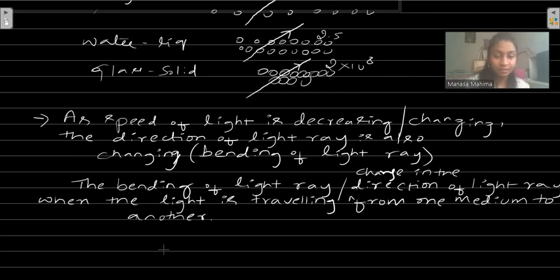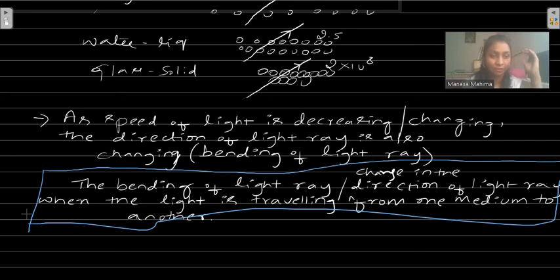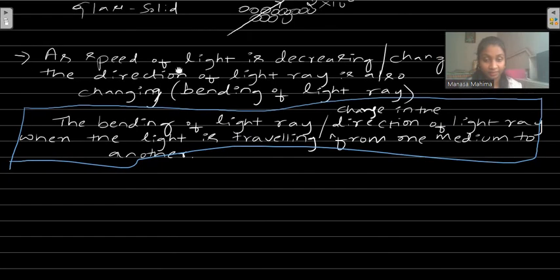Okay, so this is the definition. If you want, I will put a box for that. You can refer to this definition. This is a very easy definition which you can remember. The bending of light ray or change in the direction of the light ray when light is traveling from one medium to another. Okay, and this is how we can write it diagrammatically.